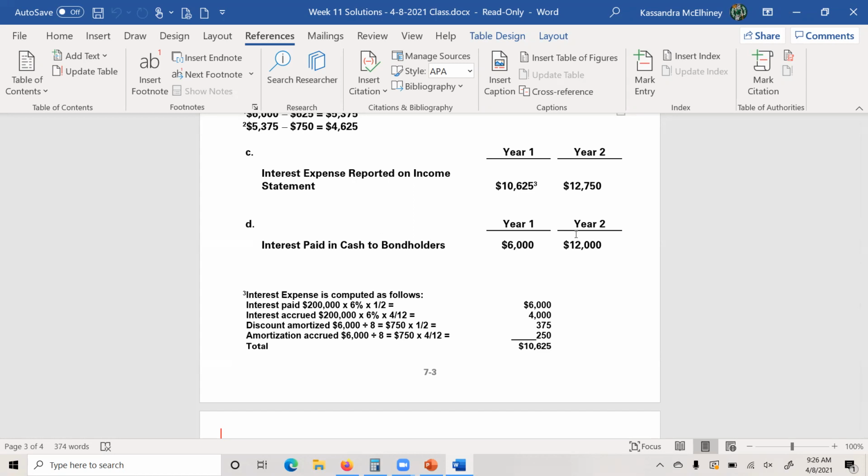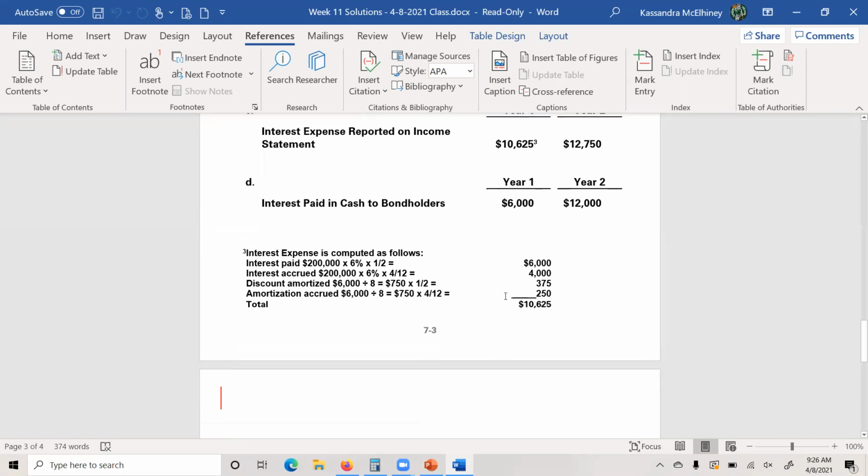So we have semi-annual cash payments for interest that will happen on March 1st and September 1st, beginning September 1st, year 1. We need that for Part D. So that's why these numbers are different between years 1 and 2.